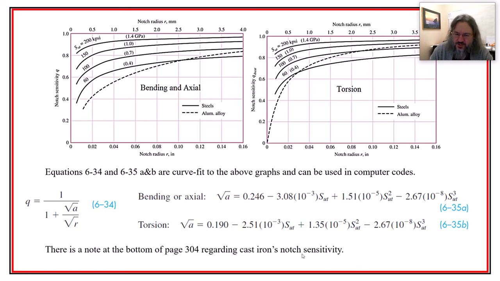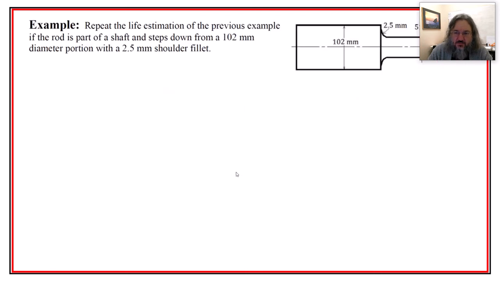I think it's interesting that cast iron has a really small notch sensitivity. I guess because it already has pores and inclusions in it, and its strength is already kind of based on taking those things into account. That's my words of wisdom there.